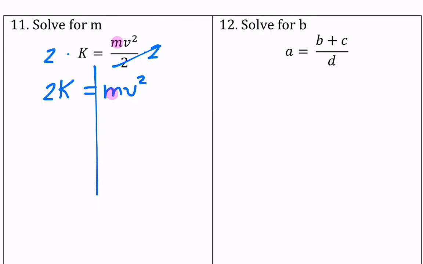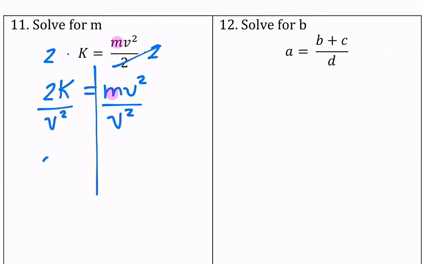So remember, we want m by itself. So I look on the side that has m, and I need to get rid of this v squared. This m and v squared are touching, which means multiply. So I know that I have to do the opposite, which is divide. And I divide by what I do not want, which is that v squared. What I do on one side, I do to the other.